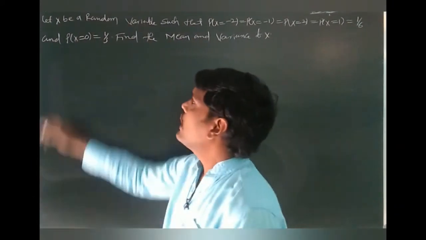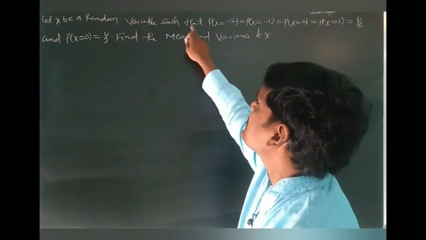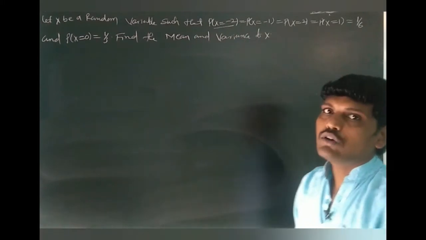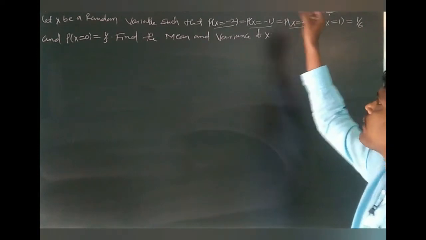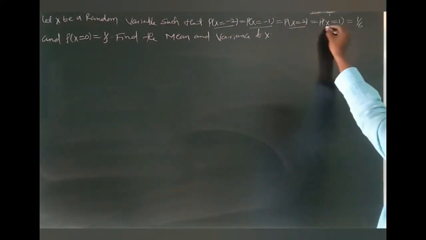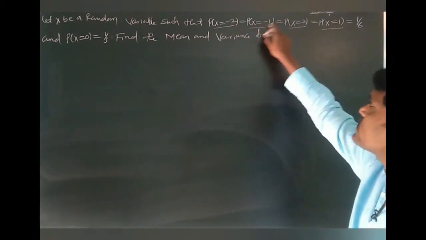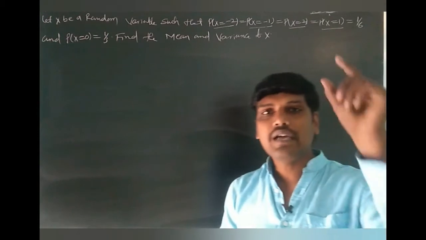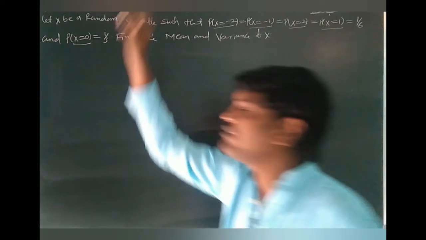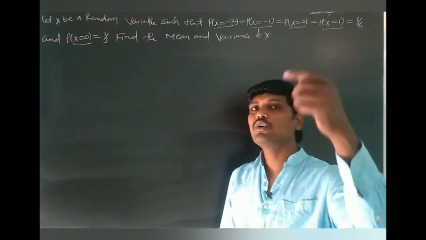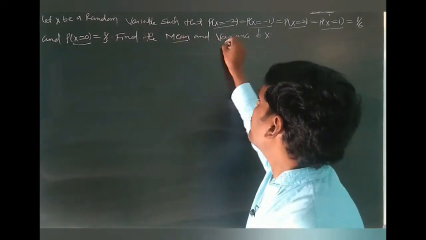What is that? Let capital X be a random variable such that probability of x is equal to -2 is equal to probability of x is equal to -1 is equal to probability of x is equal to 2 is equal to probability of x is equal to 1 is equal to 1 by 6. This -2, -1, 2, 1, these all probabilities are equal to 1 by 6. And probability of x is equal to 0, probability is 1 by 3. Find the mean and variance.